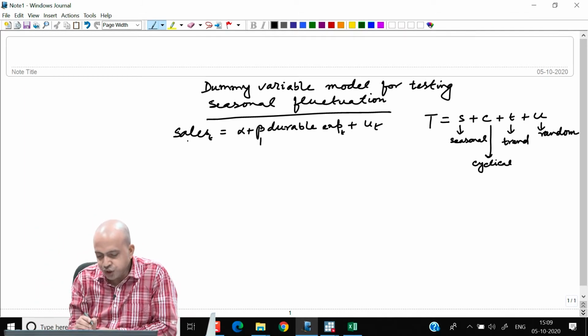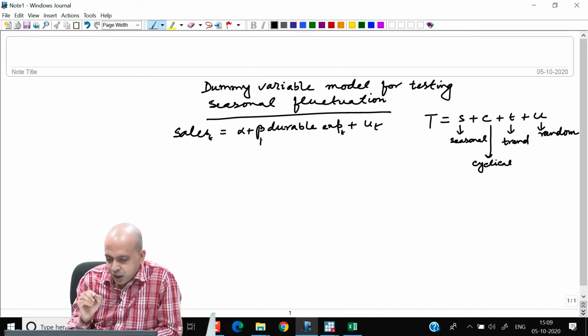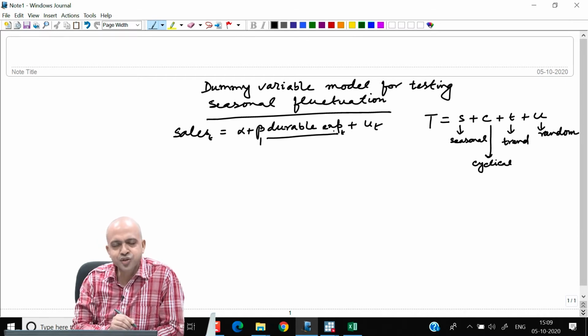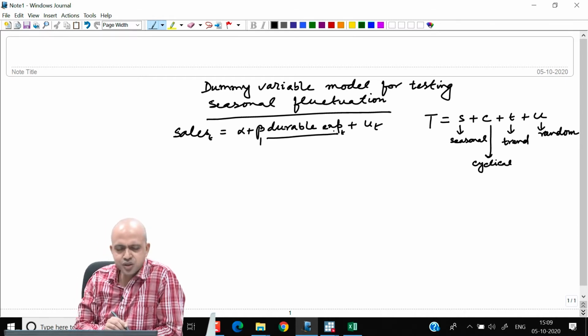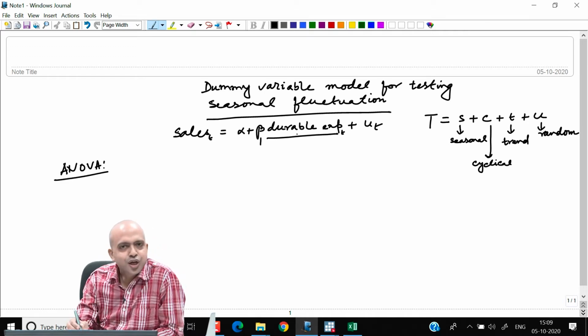So what we need to do here? Let us say for the time being, I am removing the durable expenditure variable. So we will start our analysis with a simple ANOVA model. As you know, an ANOVA model will not consider any quantitative covariate as an explanatory variable.